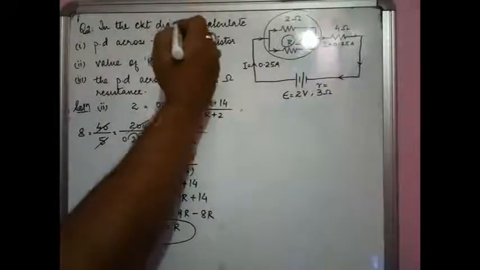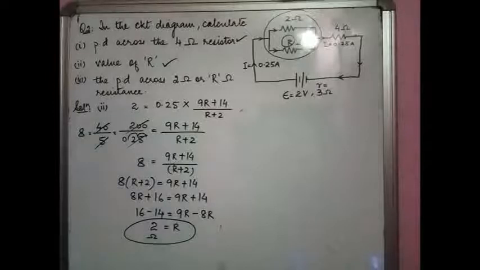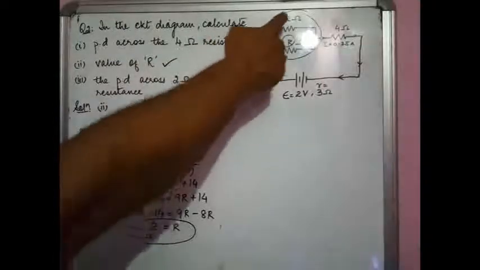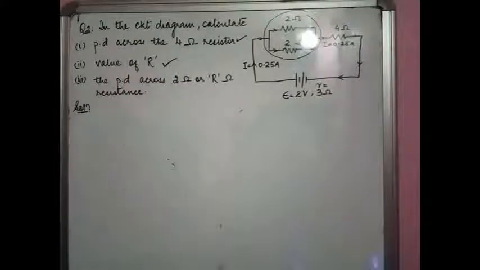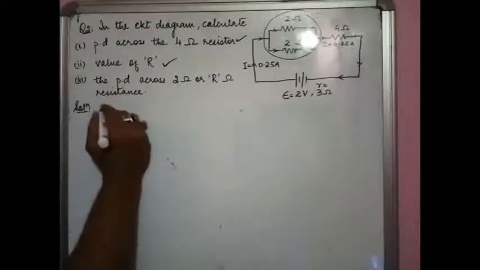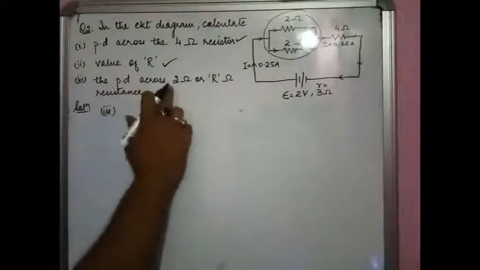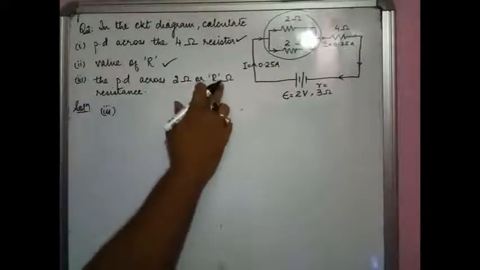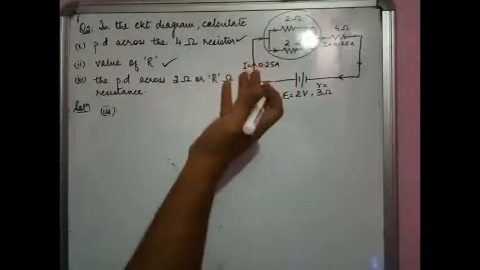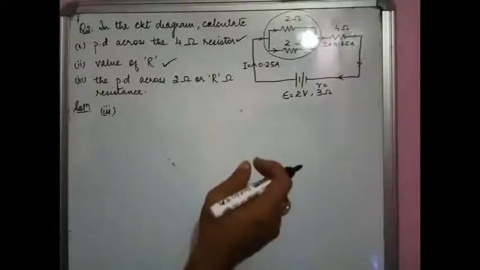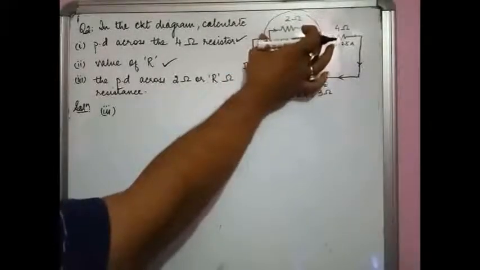So we have found out successfully the first part and the second part. Now, the only thing that is left is the calculation of the third part, which is the potential drop across the 2 ohm or 4 ohm resistor. Okay, so this part we are going to calculate now. For calculating the third part, the potential drop across 2 ohm or R ohm, this R ohm is actually, we have just calculated in the second part, R value is also 2 ohms.